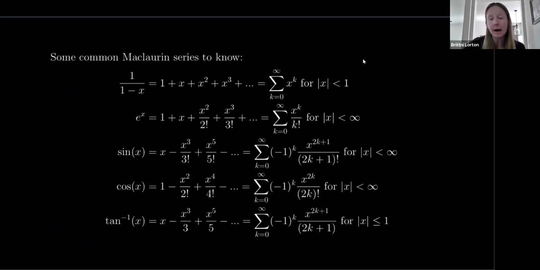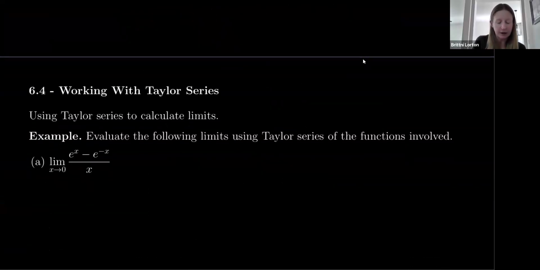Now I'm going to keep scrolling back to that list, and we're going to use it a lot in section 6.4, which is how do I work with Taylor series? And I would maybe make yourself a little note that we are doing Taylor series and Maclaurin series. They all kind of go hand in hand. The only difference is a Maclaurin series is centered at 0, and a Taylor series might be centered at 0, but it might not be.